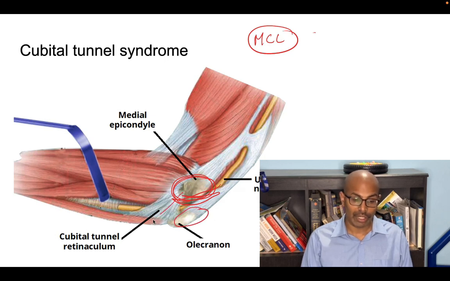And then the roof of the cubital tunnel is formed by what is known as Osborn's fascia. The roof is formed by the Osborn's fascia.